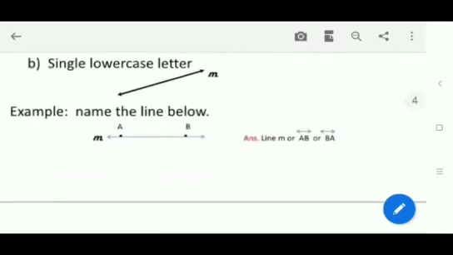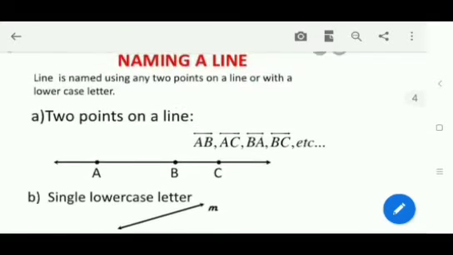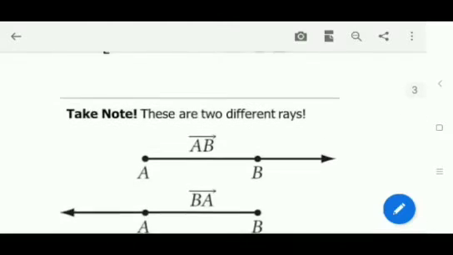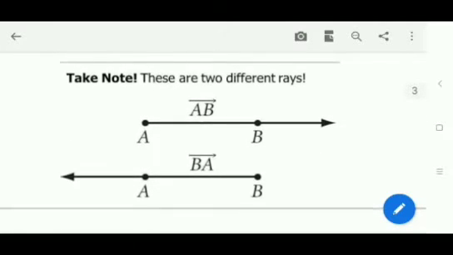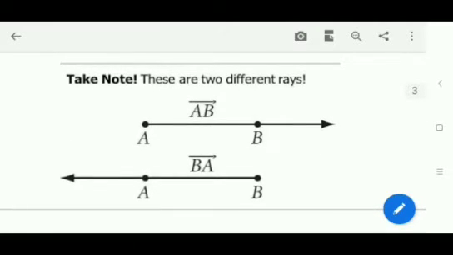When you name a ray, you always start from the point, the end point. Look at this ray. The first figure is ray AB, and the second figure is ray BA. Both these rays are different rays. It doesn't mean the same.